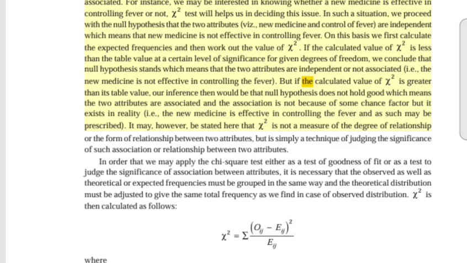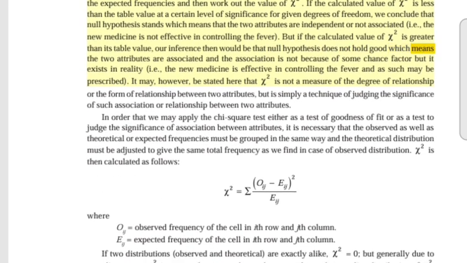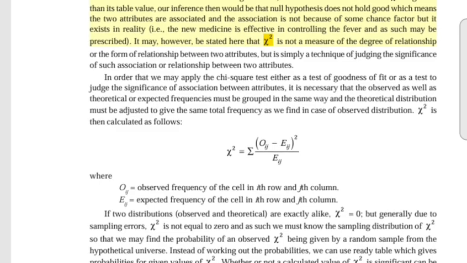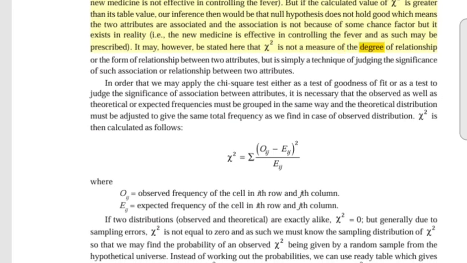But if the calculated value of chi-square is greater than its table value, our inference would be that the null hypothesis does not hold good, which means the two attributes are associated and the association is not because of some chance factor but exists in reality, i.e., the new medicine is effective in controlling the fever and as such may be prescribed. It may, however, be stated here that chi-square is not a measure of the degree of relationship or the form of relationship between two attributes, but is simply a technique of judging the significance of such association or relationship between two attributes.